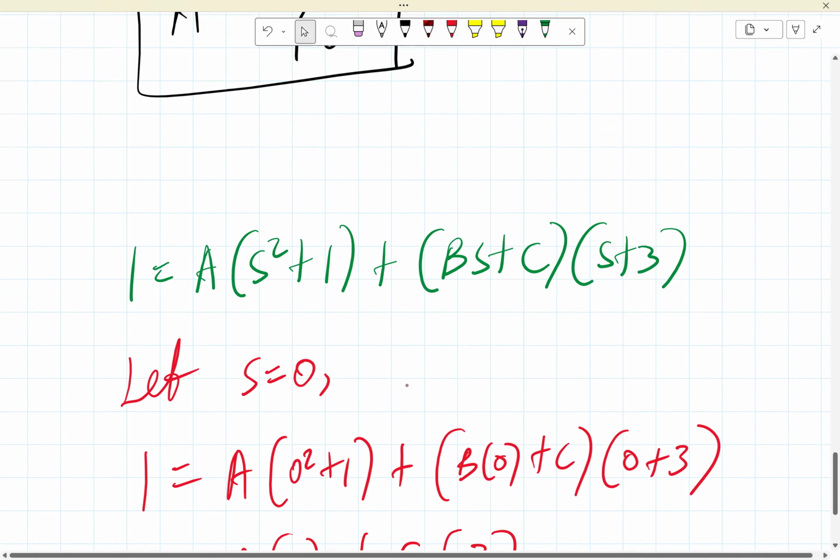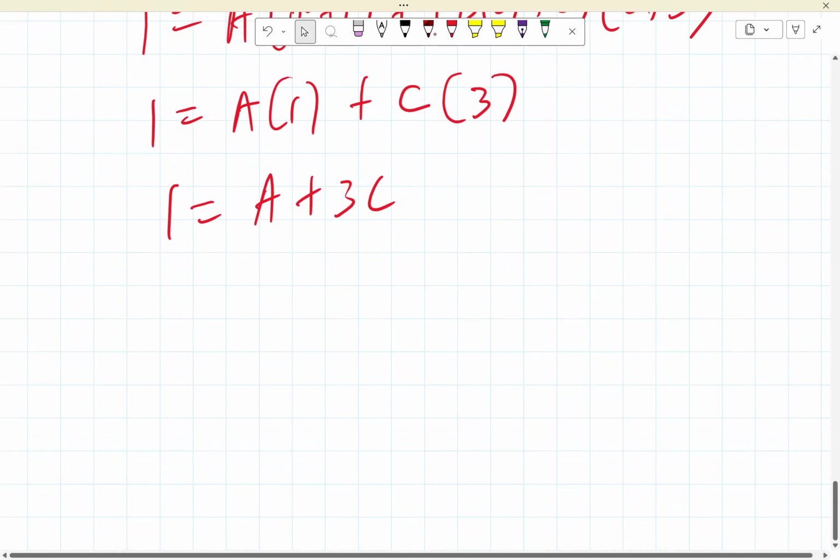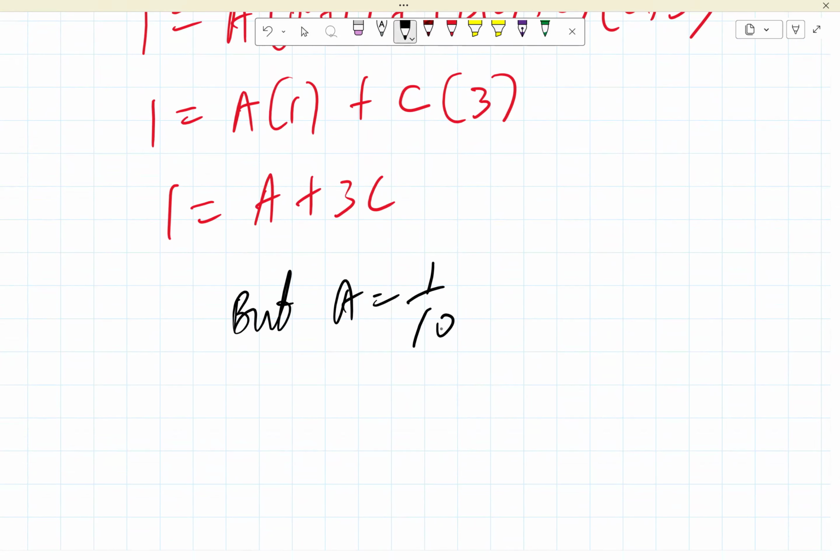But then thankfully we already know A to be 1 over 10. So since A is 1 over 10, you can come here and say 1 is 1 over 10 plus 3C.